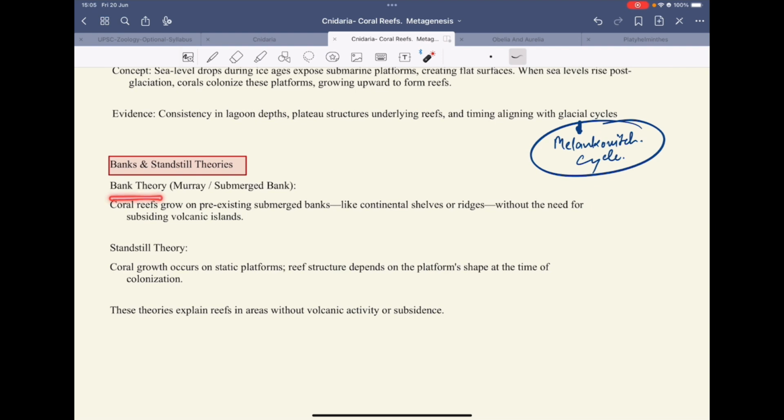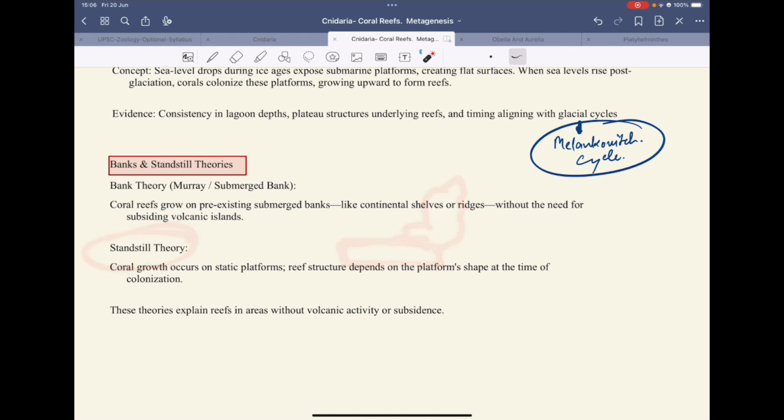So the bank theory is regarding the submerged banks and Murray's. The coral reefs grow on pre-existing submerged banks. These coral reefs start growing on the continental shelves or the ridges without the need for the subsiding of the volcanic island. So there is already one platform or submerged bank, and on this submerged bank slowly the coral reefs grow.